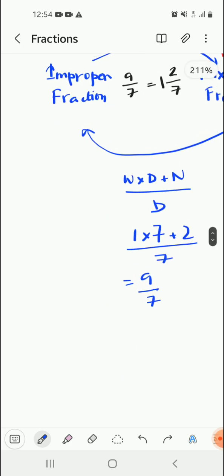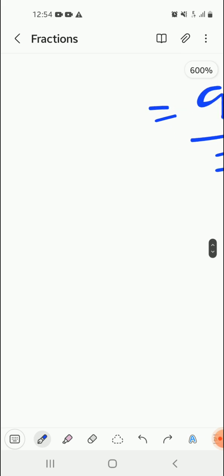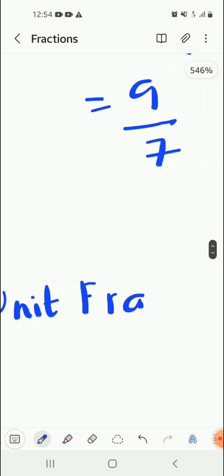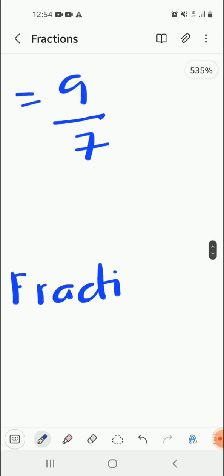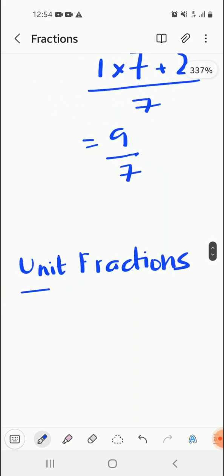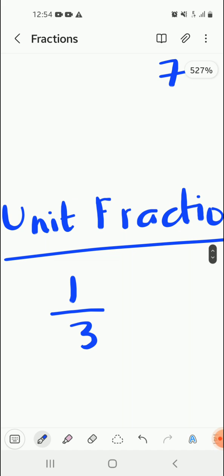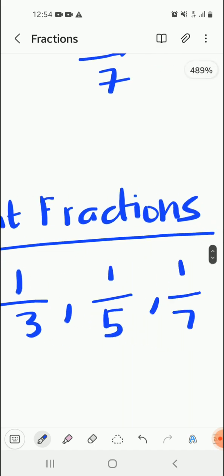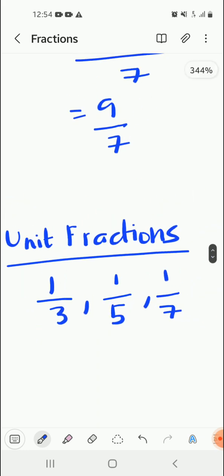There is also another type of fraction which is called the unit fraction. Unit fractions are fractions that have 1 in their numerator, only 1 in their numerator. For an example, 1 by 3, 1 by 5, 1 by 7, these are all unit fractions.